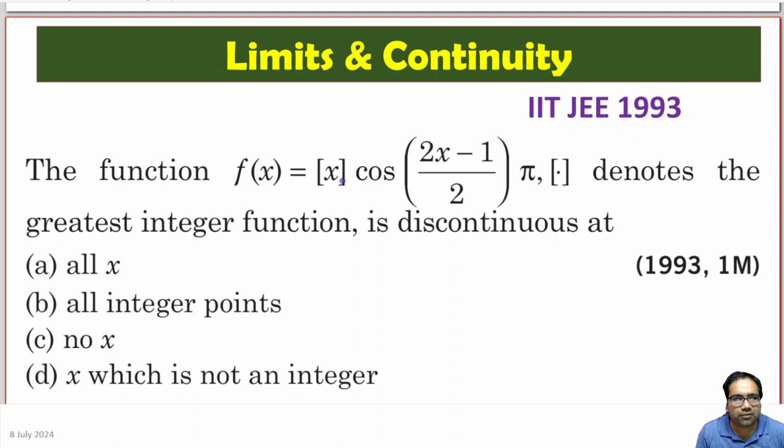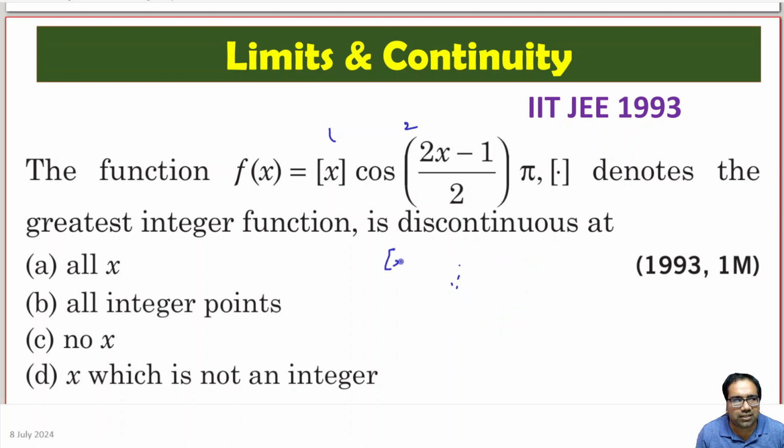This is the product of two functions, right? One is this one, the second one is this one. If both are continuous, obviously the product will also be continuous. If both functions are continuous, then the product will naturally be continuous. But here, that is not the case.